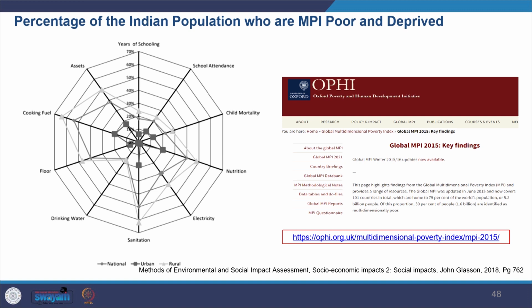OPHI provides another example from the Indian context. You can see the percentage of the Indian population where we are looking at the Multidimensional Poverty Index, MPI. Here you see different aspects: sanitation, drinking water, floor, cooking fuel, assets, years of schooling, school attendance, child mortality, nutrition, and electricity. So you can look at this source, OPHI, for this.